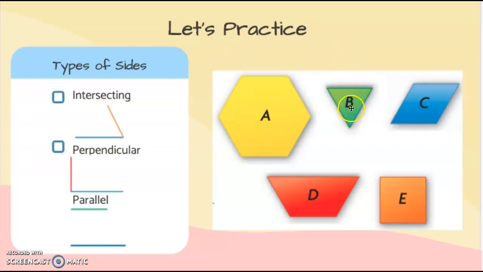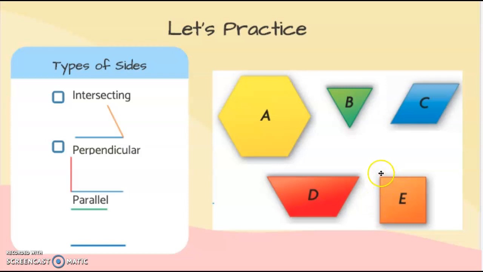Let's go to B. Oh, look, same thing. These have to be intersecting too. There is no right angle and they meet at a point. What about C? Oh, C has intersecting lines too. They meet at a point and no right angles. What about D? Yeah, D sides also meet at a point. They're also intersecting. What about E?